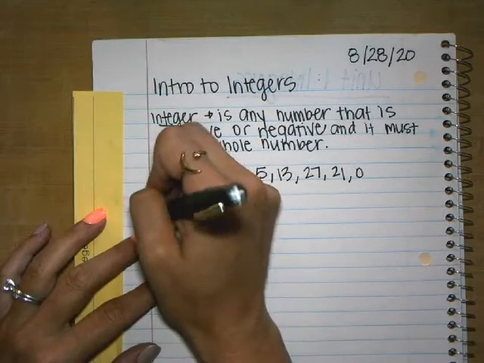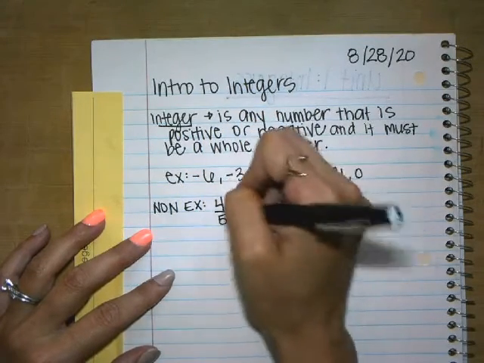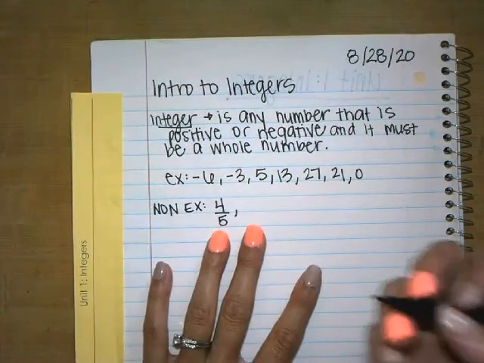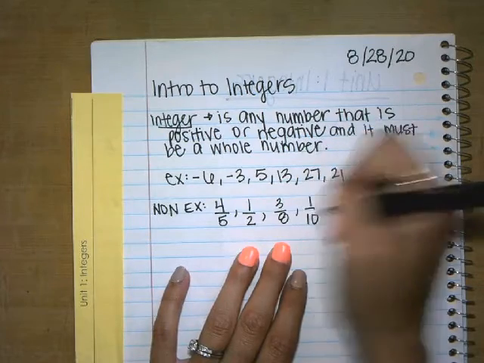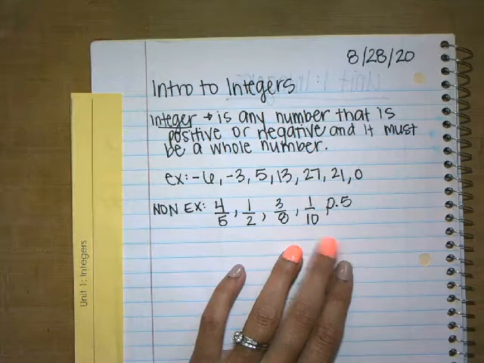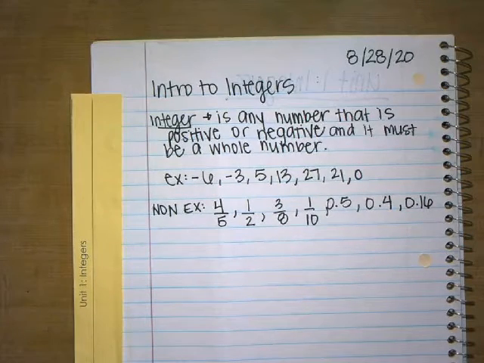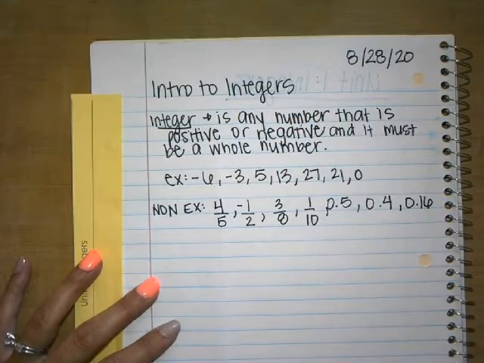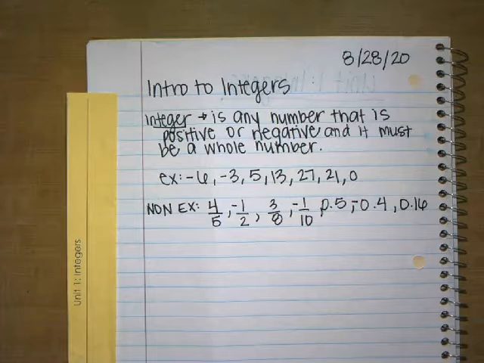Then obviously some non-examples. I told you guys 4/5. What else would be a non-example? Shout them out loud. 1/2. 3/8. 1/10. Okay, I'm going to change that to a decimal and do 0.5. 0.4. 0.16. Now I could add negatives to any of those and it's still not an example. Is that understood? So add a negative to the 1/2. Add a negative to that 1/10. And add a negative to that 0.4. It doesn't matter whether it's positive or negative. If it is not a whole number, it is not an integer. Questions?